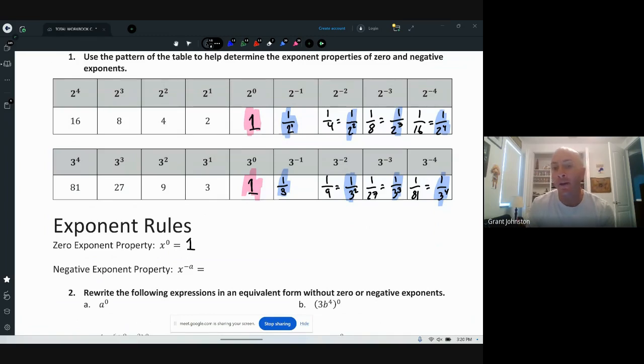Now, when we get into negative exponents, the pattern that you might be seeing is, for instance, 3 to the negative 1 was 1 over 3 to the positive 1. 3 to the negative 2 was 1 over 3 to the positive 2. 3 to the negative 3 was 1 over 3 to the positive 3. And that was the same pattern with the 2's. So x to the negative a is 1 over x to the positive a. That's the negative exponent rule. So let's apply some of these.